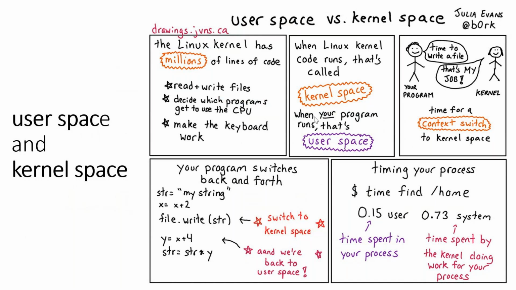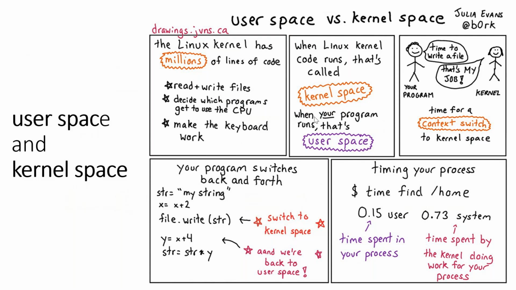I got a very good image on Twitter. The Linux kernel has millions of lines of code. Read and write files, that's a function. Decide which programs get to use the CPU, and how much CPU. Make a keyboard work and all kinds of things. All these things are done by the Linux kernel. When Linux kernel code runs, that's called kernel space in the virtual memory. And when your program runs, that's in user space.